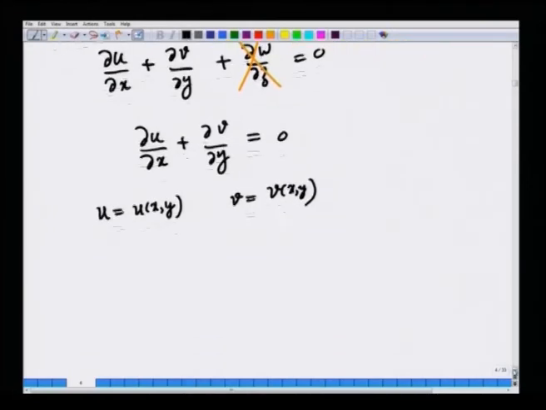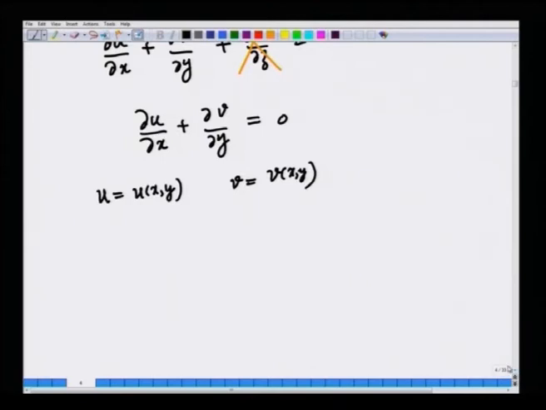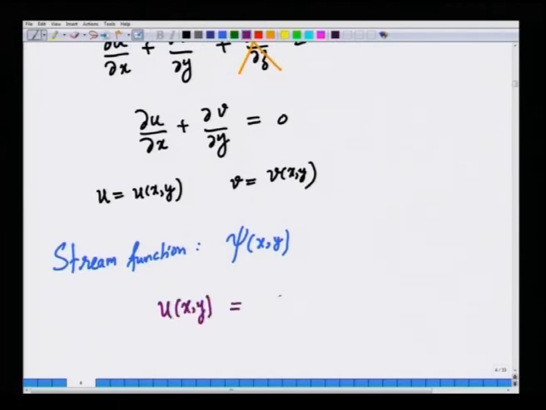Because we are saying that, assuming that the flow is invariant in the third direction. Now, we are going to introduce a new concept called a stream function. It is a function of the two independent variables, it is denoted by the Greek letter psi, it is a function of both x and y, and it is related to the fluid velocities in the following manner. It is related as follows: u of x y is partial psi by partial y, v of x y is minus partial psi by partial x.